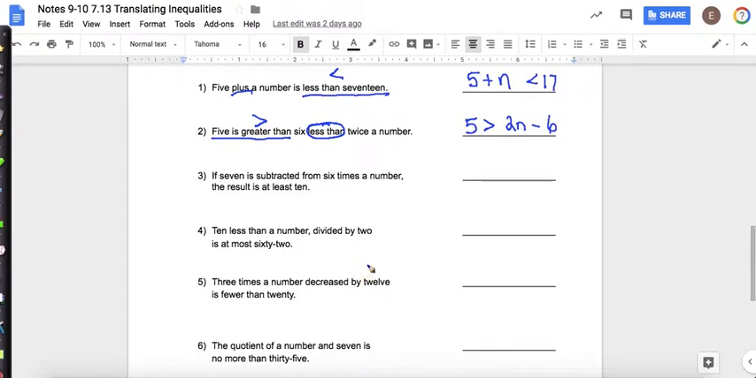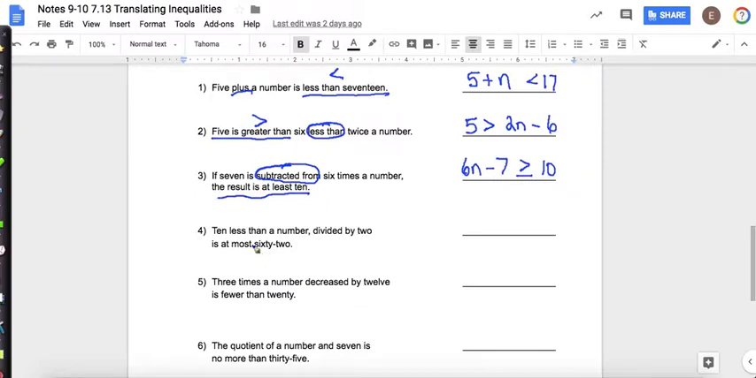Okay, let's look at number 3. If 7 is subtracted from 6 times a number, the result is at least 10. So here's my inequality. It comes at the end. So at least means 10 or greater, so greater than or equal to 10. Now, how do I write 7 subtracted from 6 times a number? I'm going to circle my switch around word. So I'm not going to write 7 minus 6n. I'm going to write 6n minus 7.